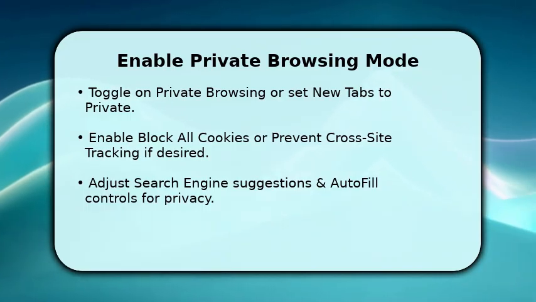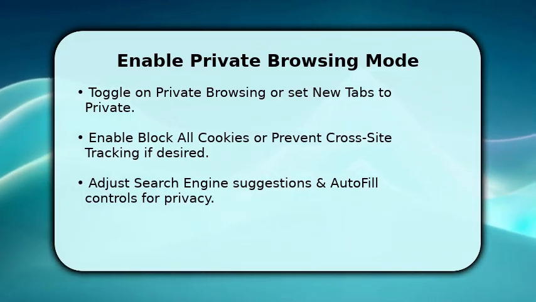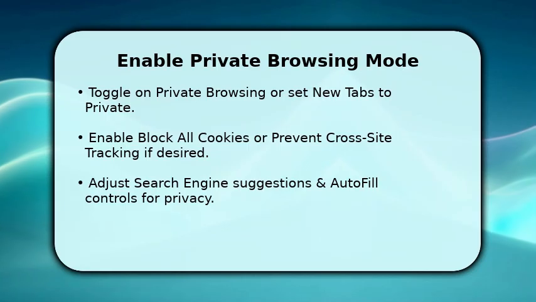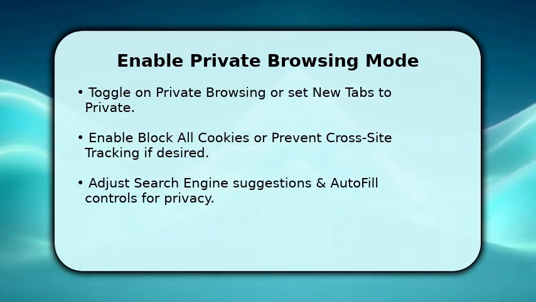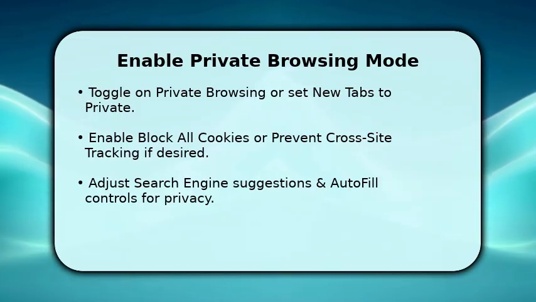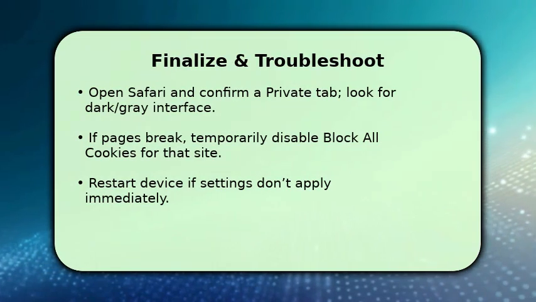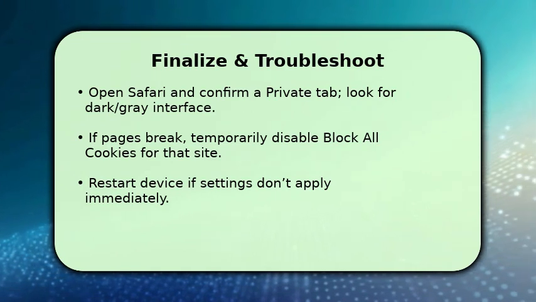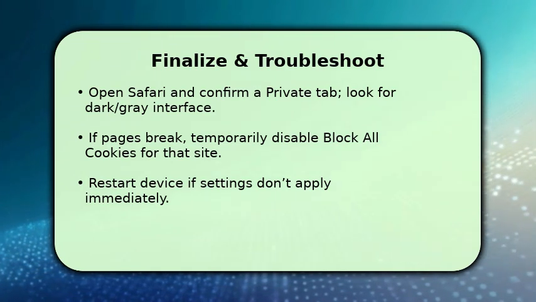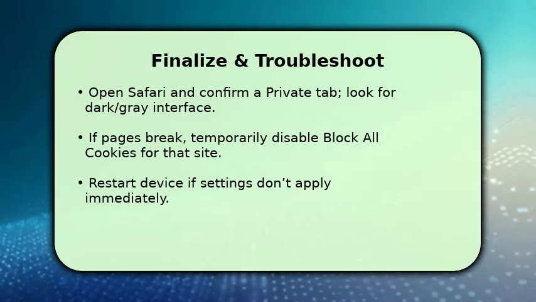Adjust search engine suggestions and turn off autofill to avoid storing queries and form data. Once you've configured these, private tabs will limit history, cookies, and search traces. Finish by opening Safari and verifying a private tab is active. You'll see a darker or gray interface and no URL history.